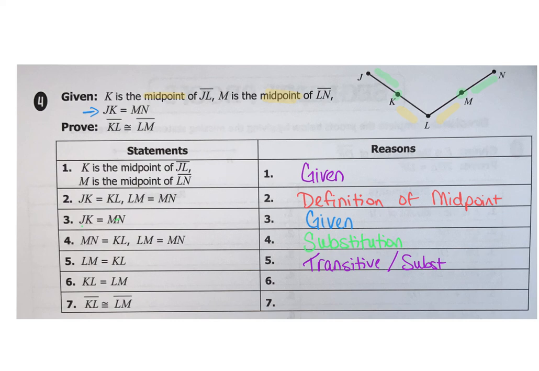Now, are we trying to prove that LM is congruent to KL or that KL is congruent to LM? We have it in a slightly different order right now. We have LM equals KL. So all they did was flip-flop the order. What tells me I can flip-flop the order here? Symmetric property. All they did was change the order. And on the last line, all they did was go from equality to congruence. What tells me I can go from equality to congruence? Definition of congruence.